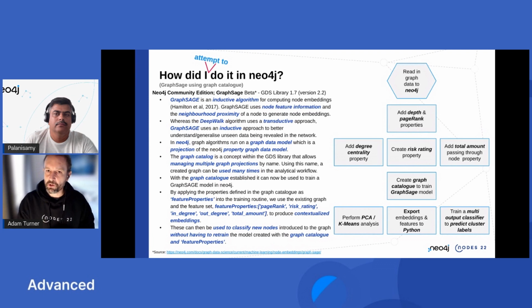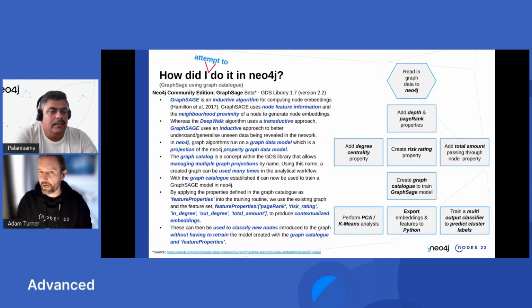So I was able to generalize a function that would try and represent your graph and the node feature information within the neighborhood proximity to generate the node embeddings. I encourage you to take a look at that paper as well. It's very informative in how the algorithm executes and how it's actually implemented within Neo4j. There's a lot of good information in the developer docs. Okay, so again, I read in the data. So the first two steps are fairly similar.